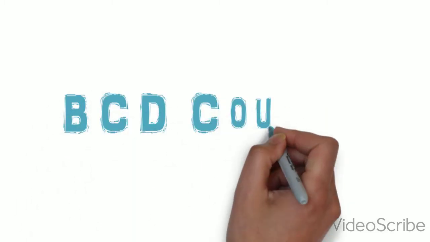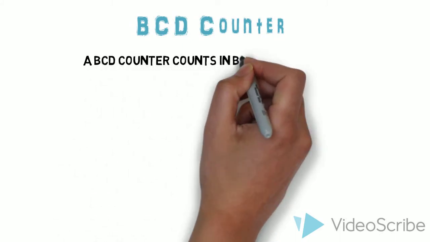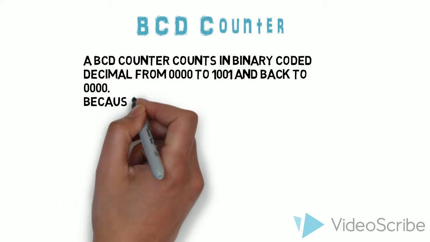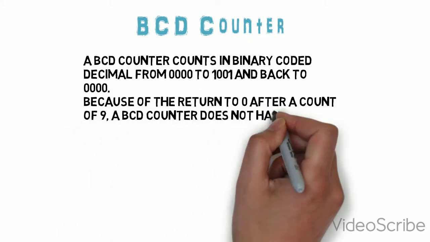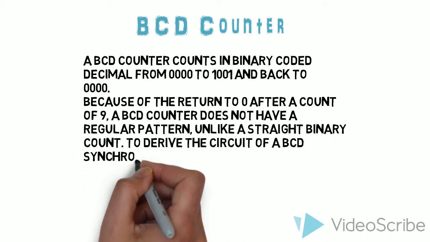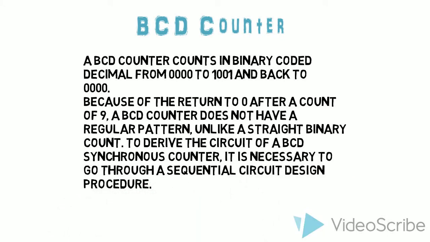Now a BCD counter. A BCD counter counts in binary coded decimal from 0000 to 1001 and back to 0000. Because of the return to 0 after a count of 9, a BCD counter does not have a regular pattern, unlike a straight binary count. To derive the circuit of a BCD synchronous counter, it is necessary to go through a sequential circuit design procedure. The input conditions for the T flip-flops are obtained from the present and next state.